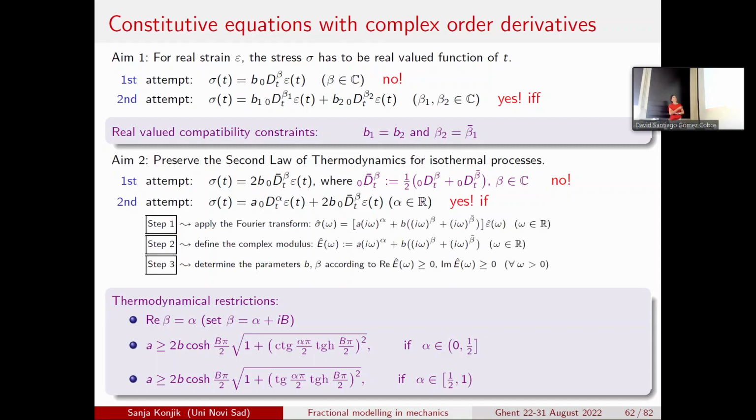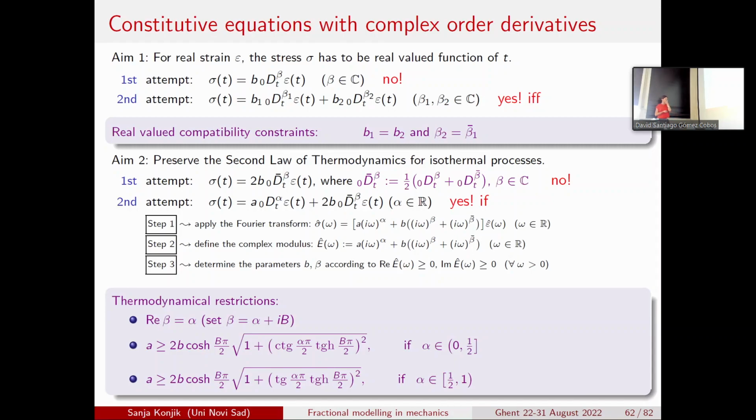Here is the calculation, as I said: apply the Fourier transform, define the complex modulus, and then determine all parameters such that the real and imaginary part of that complex modulus are non-negative. Those thermodynamical restrictions in that case tell you that this alpha, this real order, has to be the same as the real part of beta. So you should add a fractional derivative of real order, and that order is exactly the real part of this beta. And then two additional inequalities, similarly as in the previous cases.